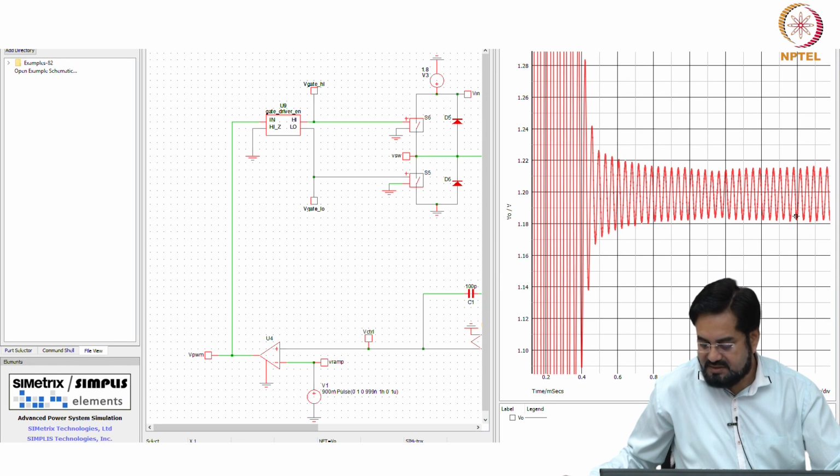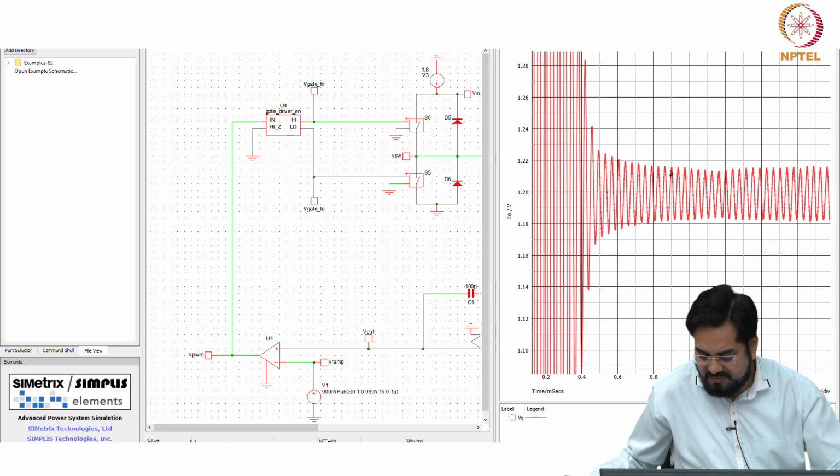So it will never settle actually. You can see it's plus minus 50, 20 millivolt or so.